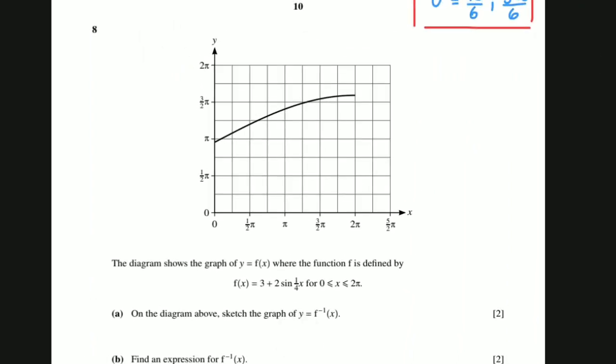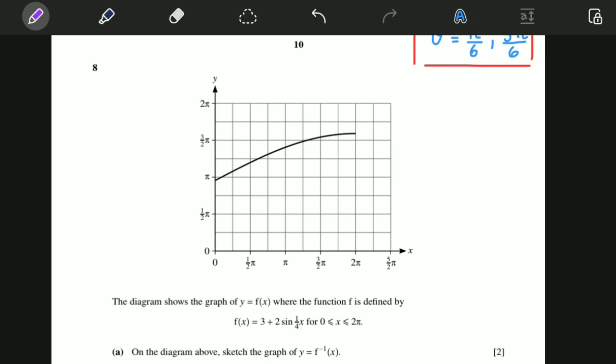The diagram shows the graph of y equals f of x, where the function f is defined by f of x equals 3 plus 2 sine of 1 by 4 x, for the given range from 0 to 2 pi. On the diagram above, sketch the graph of y equals f inverse of x.